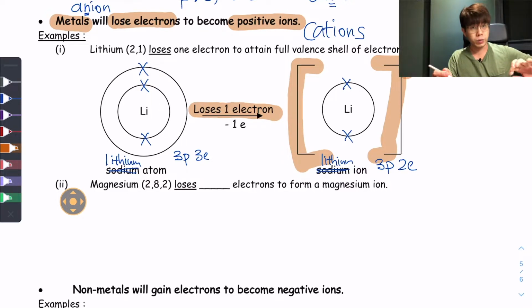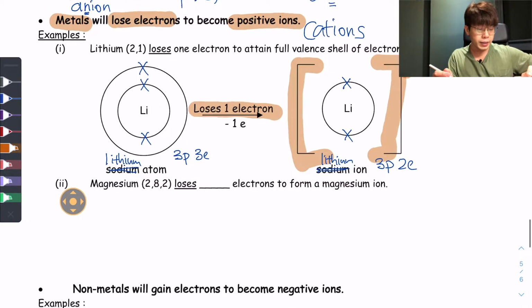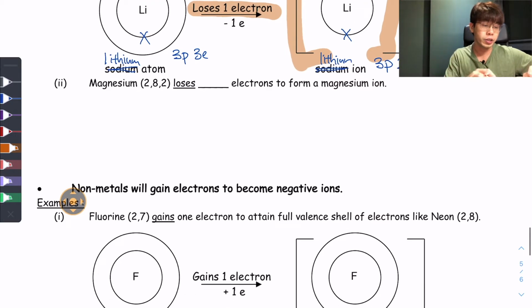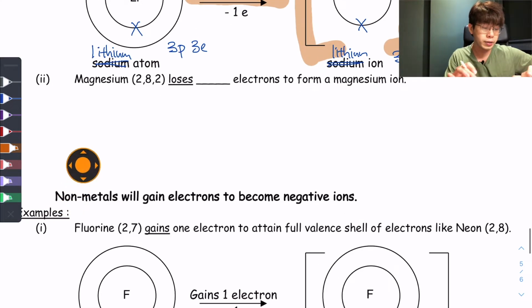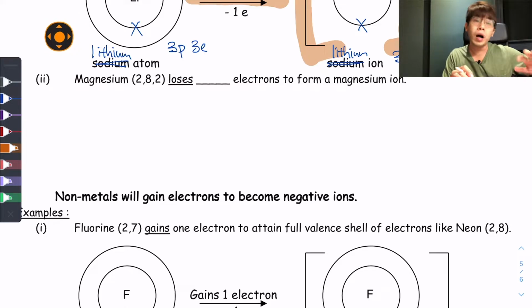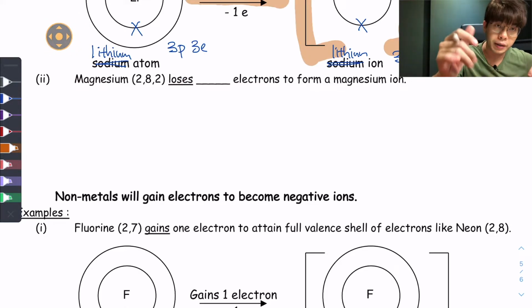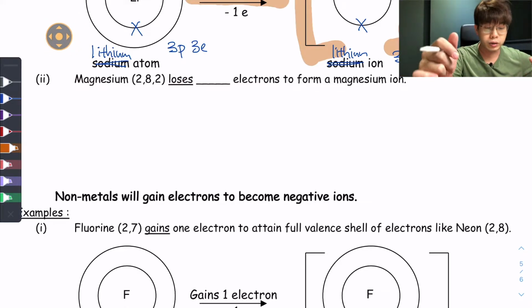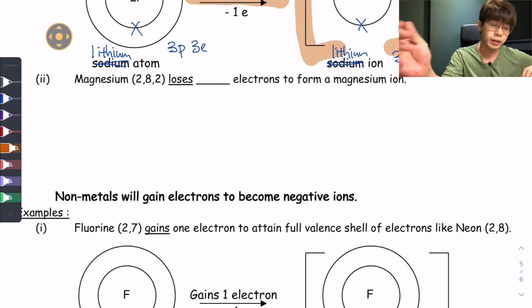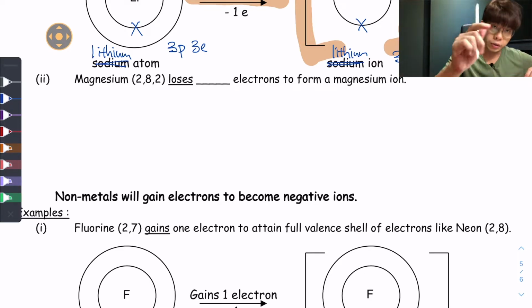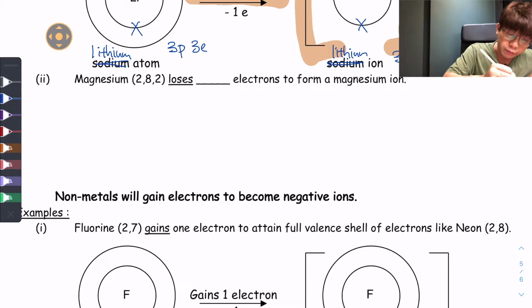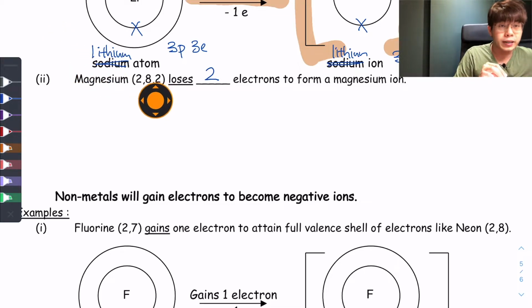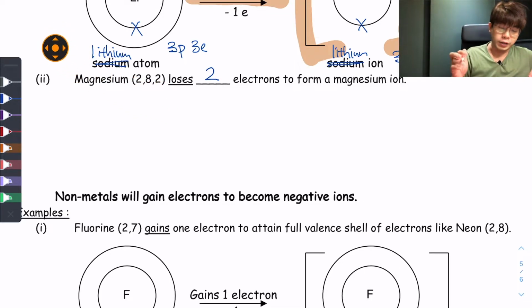Let's look at the next one, magnesium. Magnesium has the electronic configuration of 2.8.2. How many electrons do you think magnesium will lose in order to get a full valence shell of electrons? You're right. It must lose 2 of its valence electrons. Magnesium has 2 valence electrons, and therefore it will lose both valence electrons.